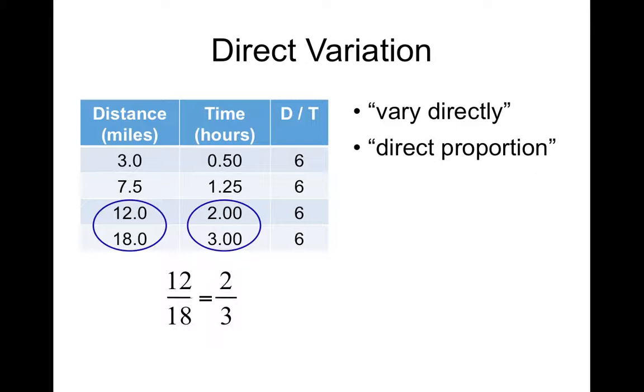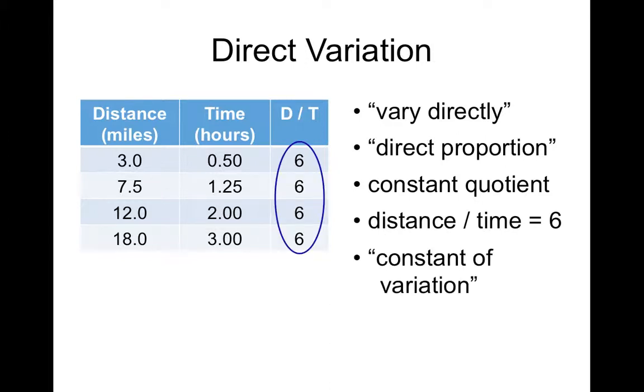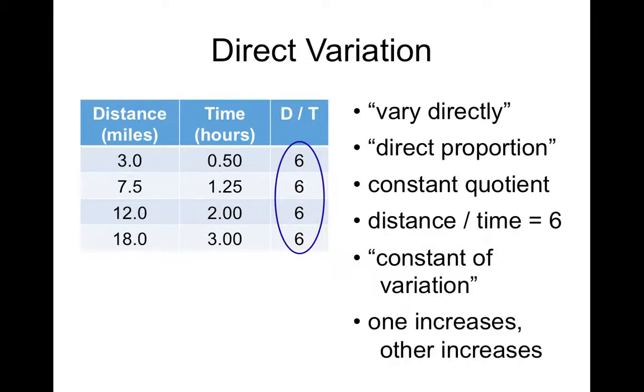Another way you could have figured it out is to notice that the distance divided by the time was constant for each run. This runner always tends to run at 6 miles per hour. His distance divided by time, which is his rate, always comes out to be 6. In this case, 6 is called the constant of variation. One more thing to notice about a directly variable relationship is that as one quantity increases, the other one also increases. When traveling at a constant speed, if you go a further distance, it's going to take you more time.